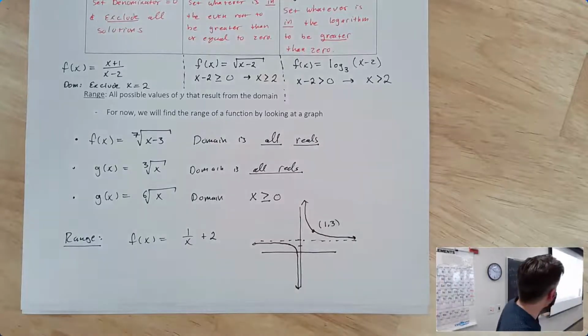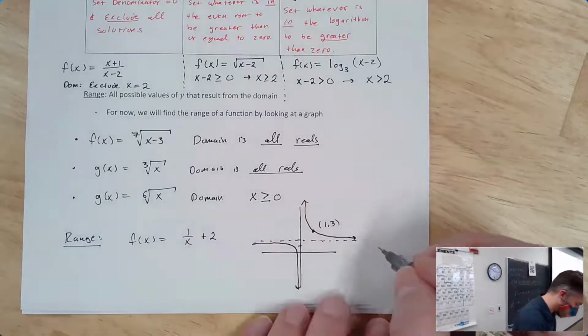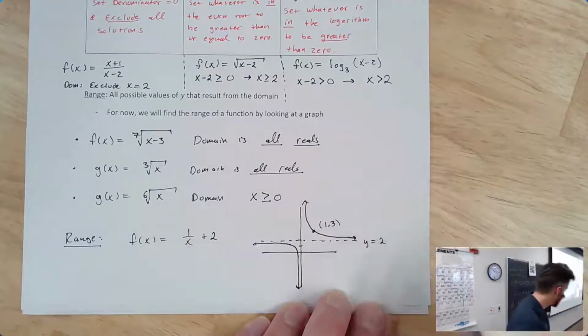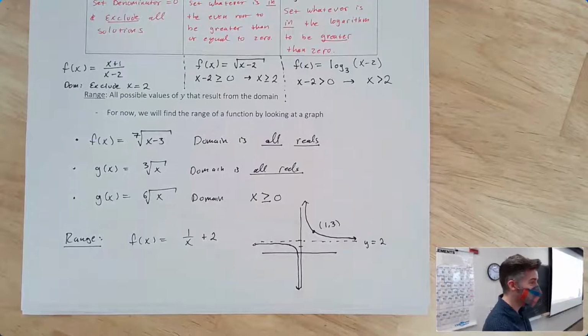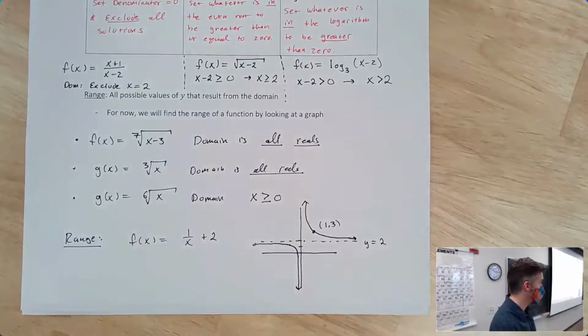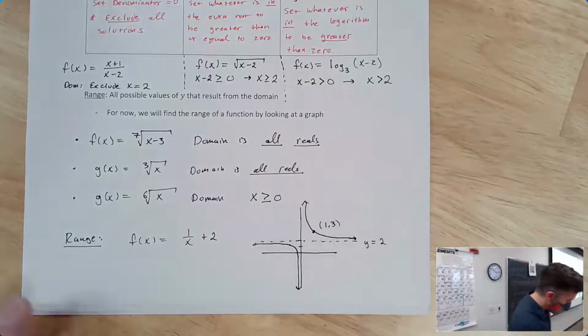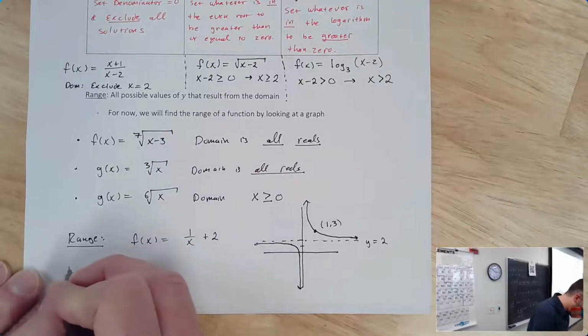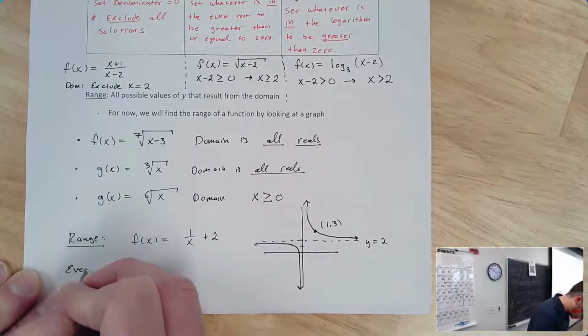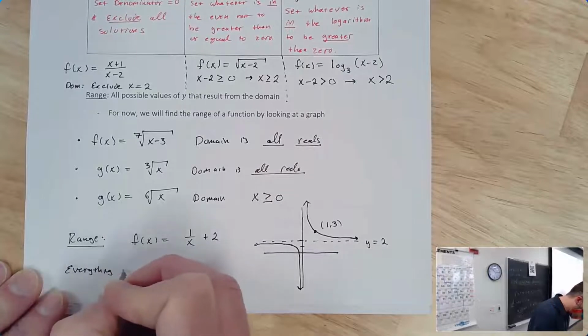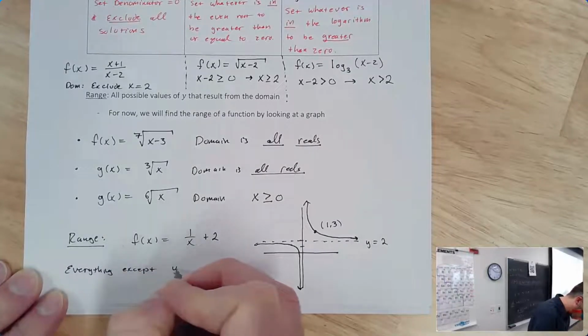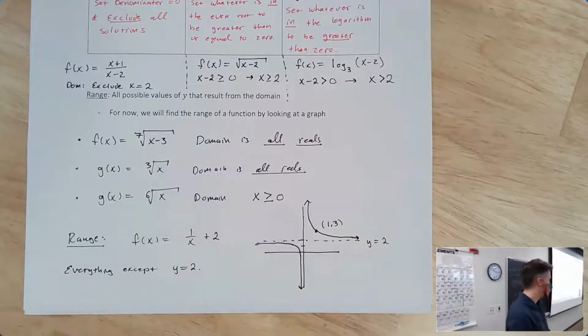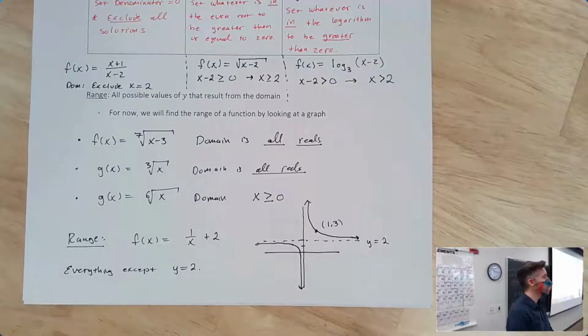So there's that function. And if I look at this, what's the only y value we're not getting? It's 2. Now I know sometimes a graph can cross its horizontal asymptote, so we can't just say that by looking at any graph. But here, the range is everything except y equal to 2.